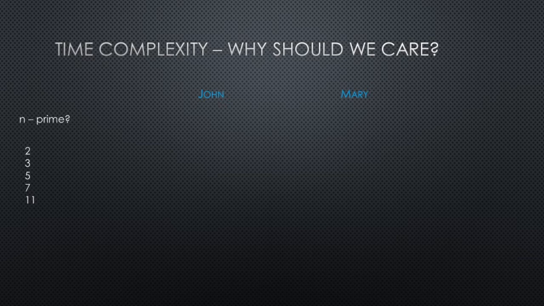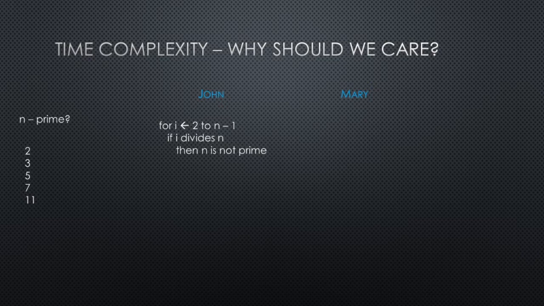Both Mary and John figure out different solutions to the problem. John says, hey, I'll try dividing by all numbers starting with 2 all the way to n minus 1. If I find any number between 2 and n minus 1 that divides n, then n is not prime.